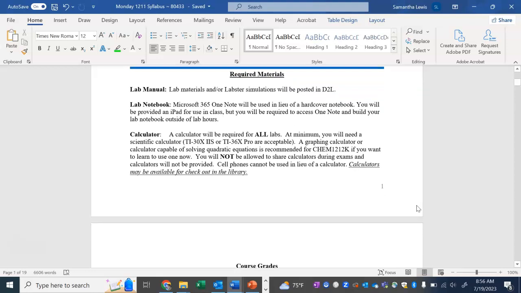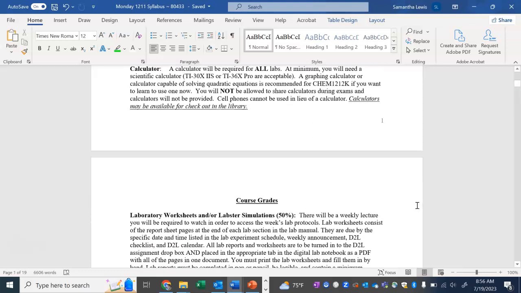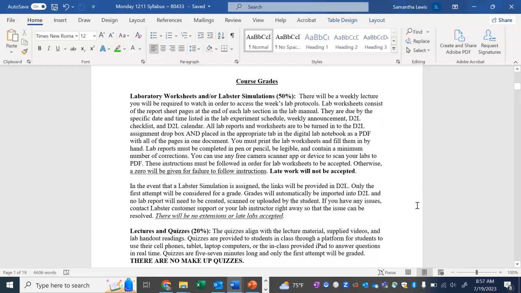So materials, we have a lab manual, a lab notebook, and a calculator. Now your lab manual, those are going to be given to you in D2L. You do not have to go buy a lab manual. Your lab notebook is going to be a Microsoft 365 OneNote digital laboratory notebook, and you're going to need a calculator, a TI-30X, a TI-36X, a TI-85, a TI-84. Any of those are going to be good calculators to have. They need to be a minimum of a graphing calculator.